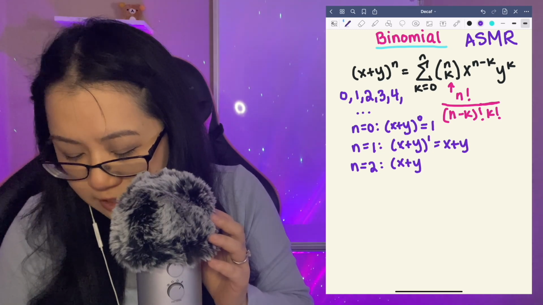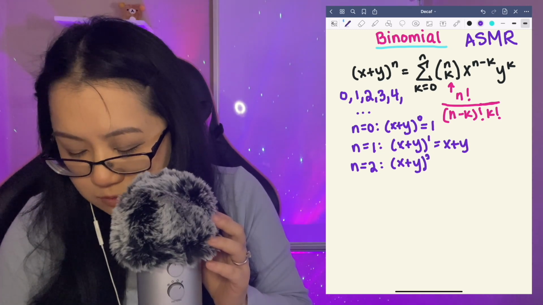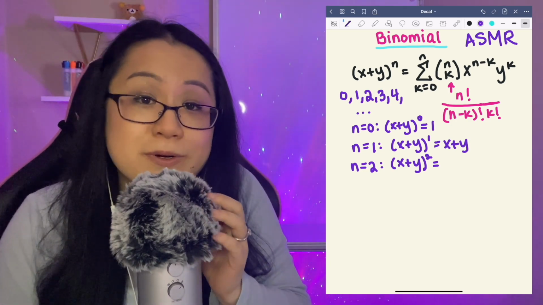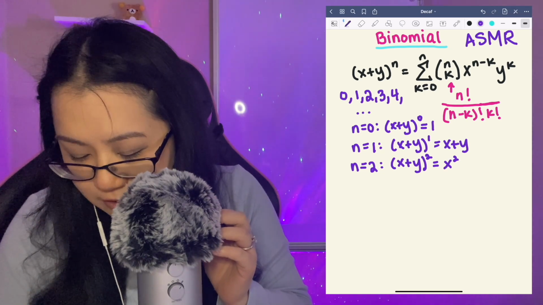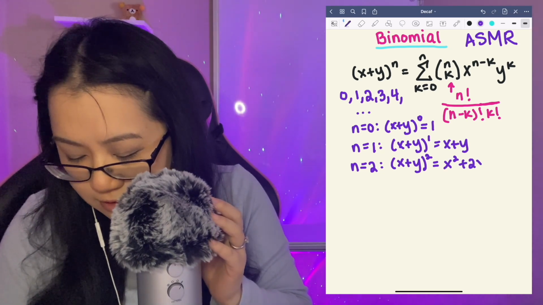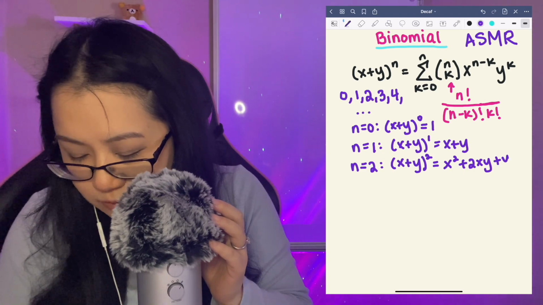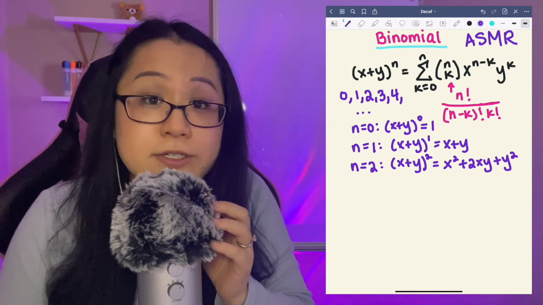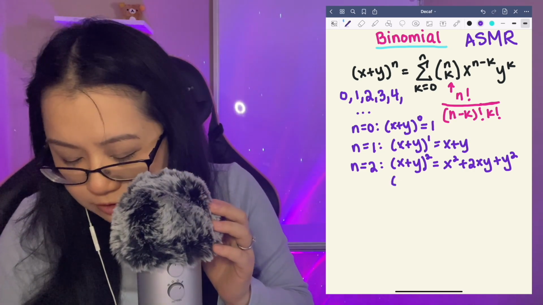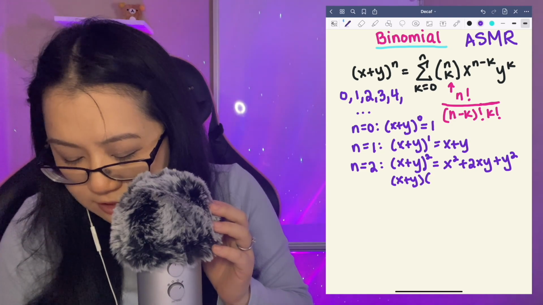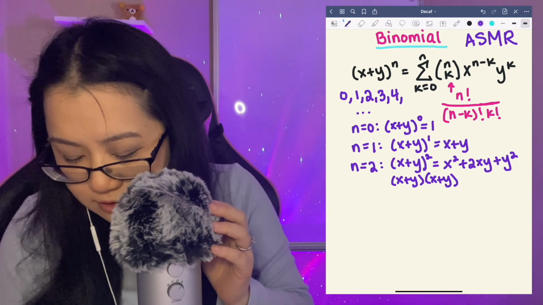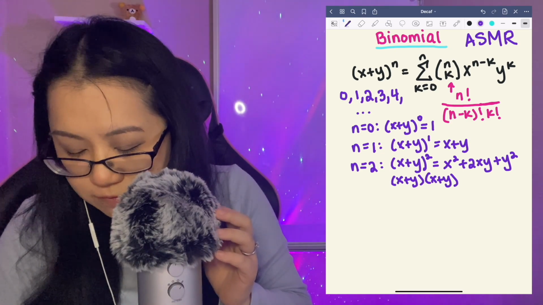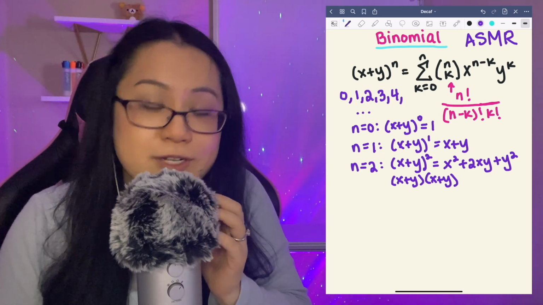So if we do n equals 2 here, we have x plus y squared. This might be a formula you are required to memorize in algebra if you took that, or if you're taking that. You might just be expected to memorize this shortcut. It's x squared plus 2xy plus y squared. Otherwise, you can just do this longhand, x plus y times x plus y. So, as you increase by a power of 1, you're just multiplying by another factor of x plus y.